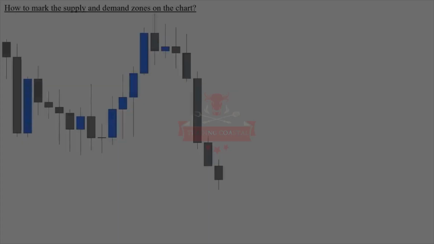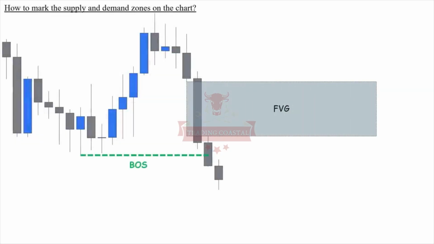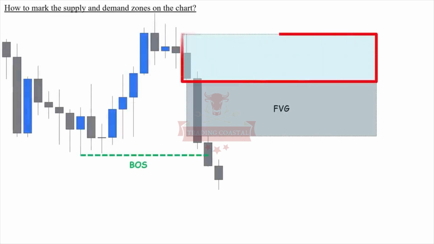The same concept applies to the bearish scenario. Regardless of the candle's color, we will mark the last candle that created the fair value gap on the chart as our supply zone. There are various ways that traders mark these zones on the chart, but the key point here is your stop loss must be somewhere safe in case of market fluctuations.